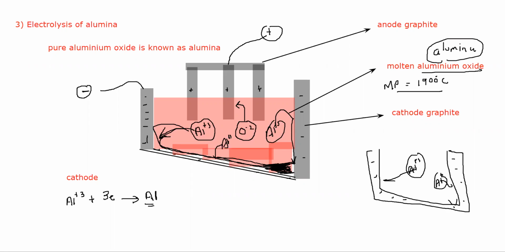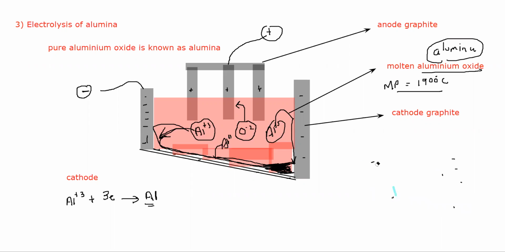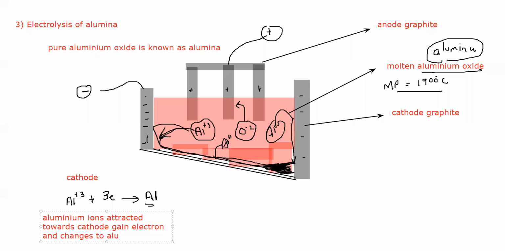So aluminum ion is a positive ion. As it's a positive ion, it is attracted towards the cathode and will gain electrons. So the aluminum ion is attracted towards the cathode, gains electrons and changes to aluminum metal.